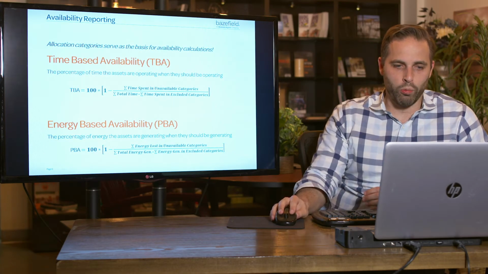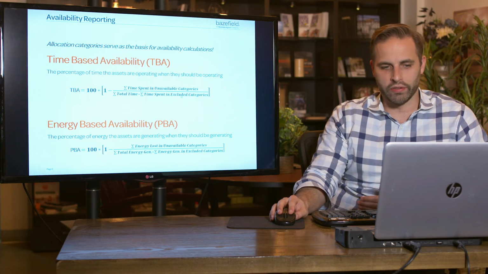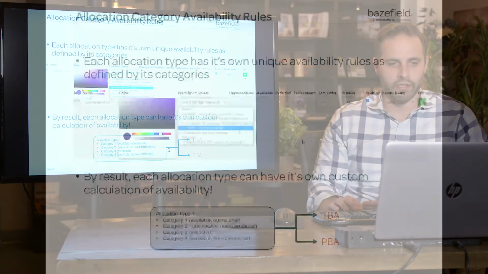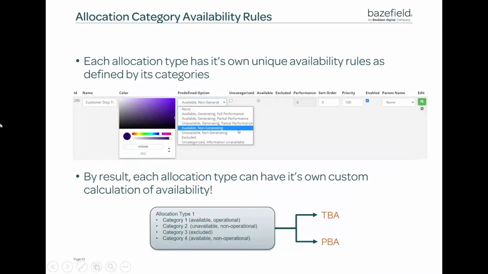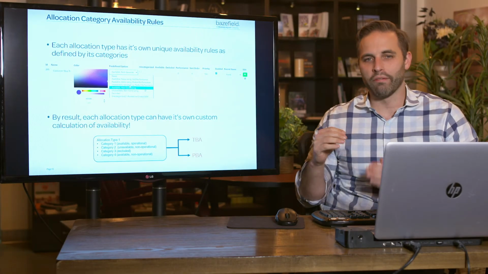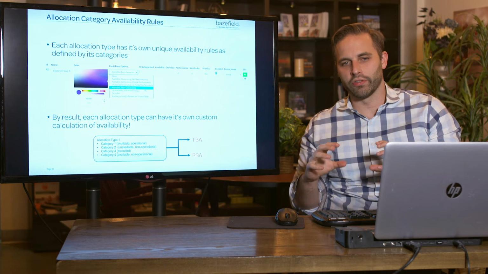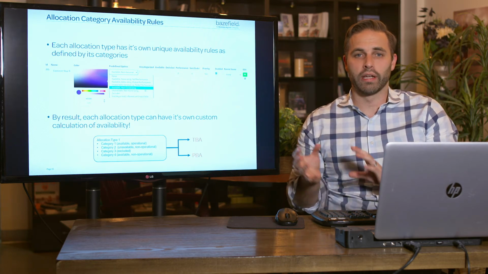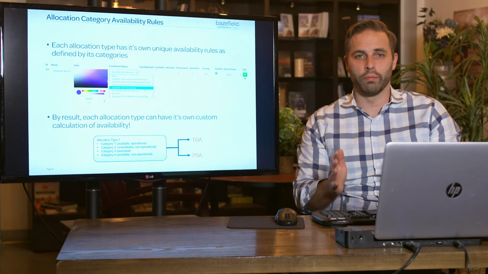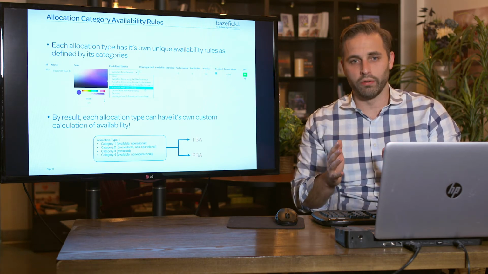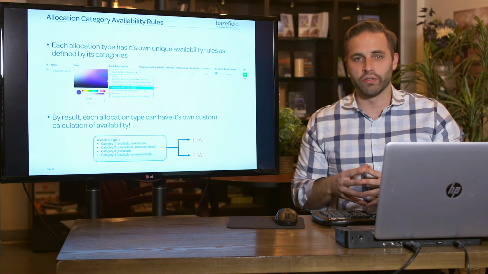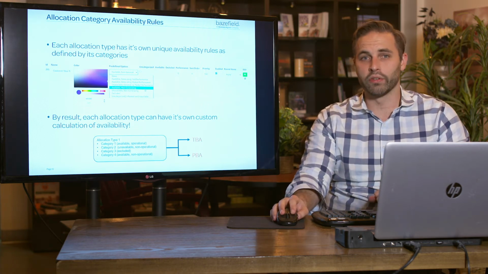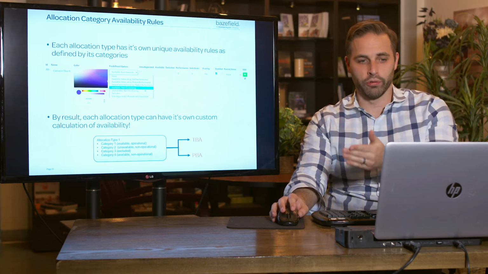So how do we know when the asset is unavailable? How do we know when it's excluded? That's where the categories come into play. We'll show you this in the solution demonstration, but for every category you create, you can give it a predefined option of how that category contributes to the availability calculation. This leads to the ability for every allocation system to have its own independent availability calculation. So if you have four different contractual availability measures you need to produce, we just model four different allocation systems and then configure the categories to be accurate to produce the correct numbers.